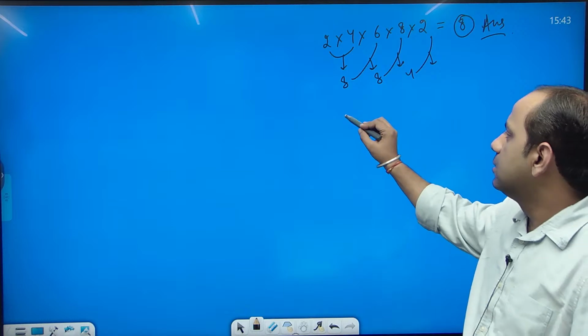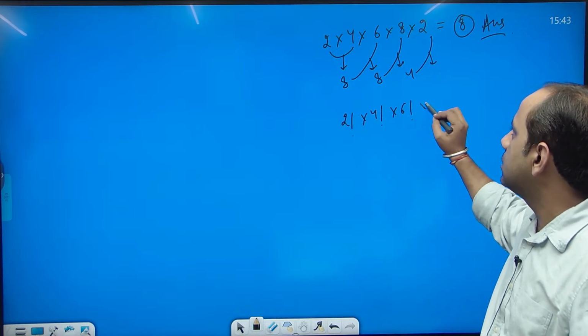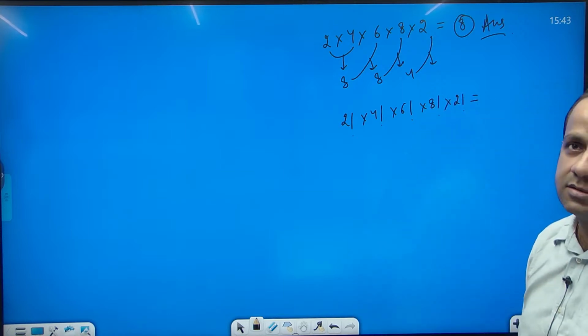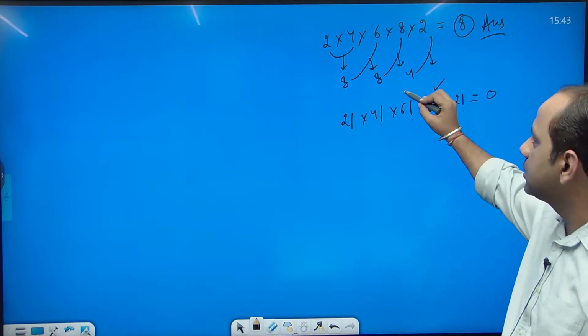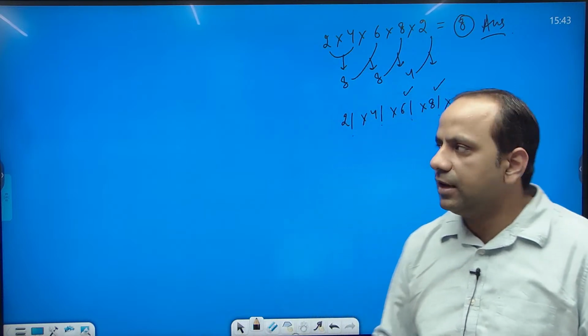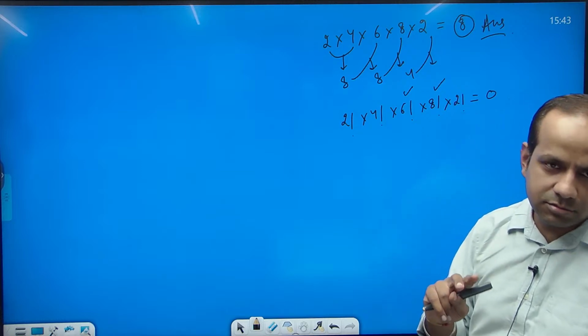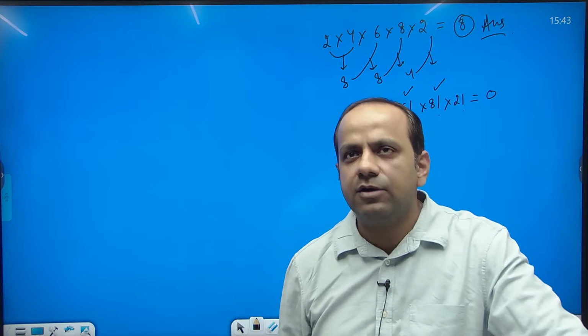But if I say 2 factorial into 4 factorial into 6 factorial into 8 factorial into 2 factorial, then what will be your answer? 0. Your answer should be 0 because 8 factorial came in between, 6 factorial came, and any factorial after 5 factorial will end with 0. So that will make all this product equal to 0. I hope this is clear now, the factorial concept.